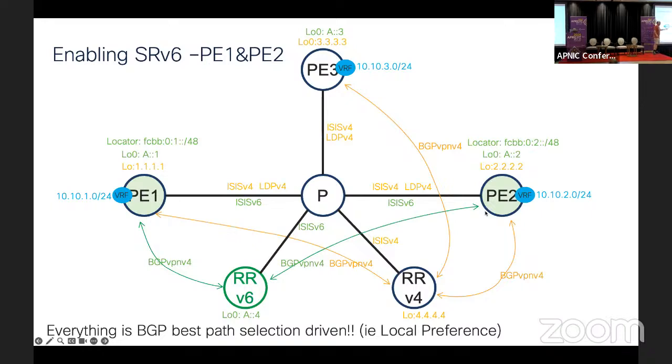At a certain point, whole PE1 is migrated, which actually means all the traffic from the PE2 to PE1 is SRv6. All the traffic from PE1 to PE2 is still MPLS, right? I still have that local preference 50 on the PE2. And obviously all the traffic from and to PE3 is still MPLS because it doesn't advertise anything with the SIDs. It doesn't change anything. So this way you migrated PE1 entirely.